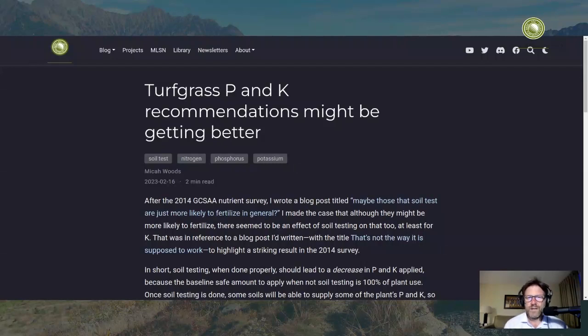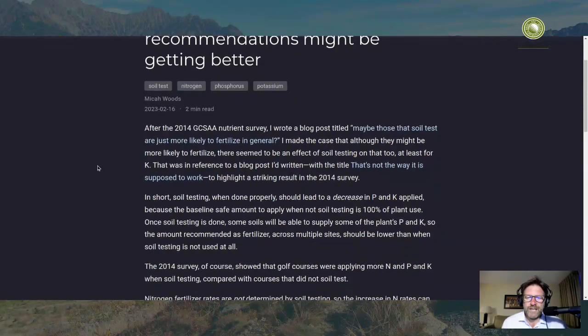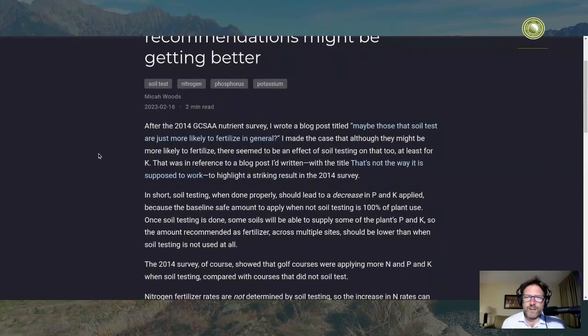After the 2014 GCSAA nutrient survey, I read that article and looked at the tables, and there was a very striking result. The people who responded to the survey were golf course superintendents, for many facilities around the country. So this is not for any one facility, but it's the average across all the facilities.